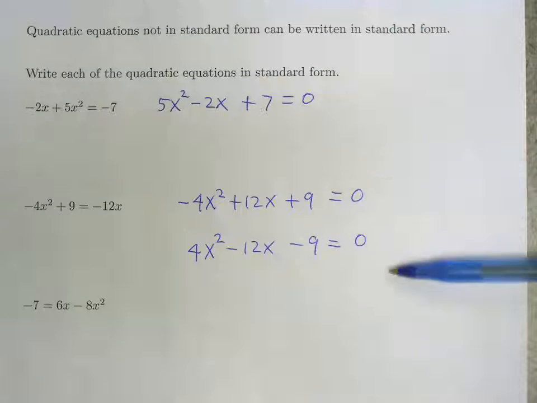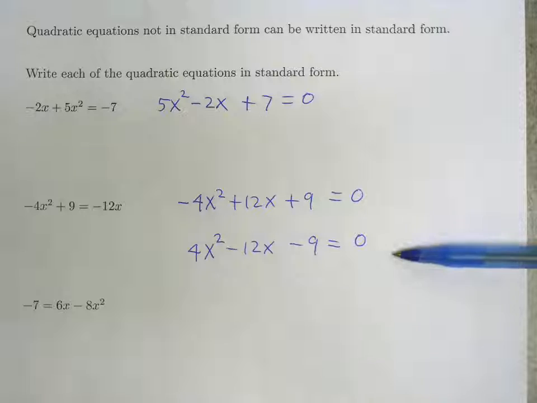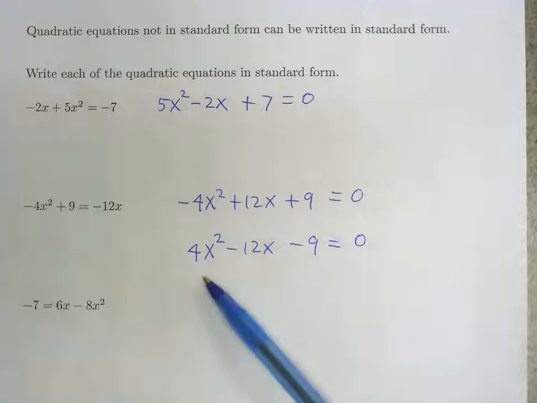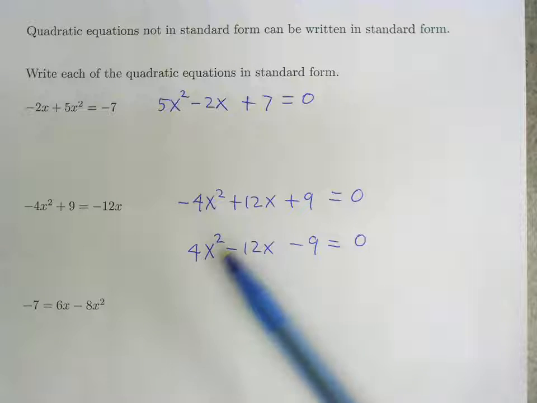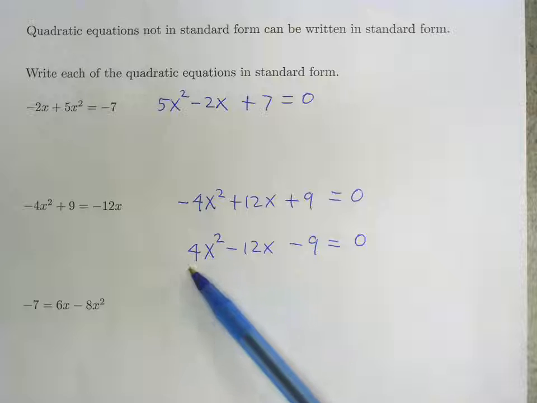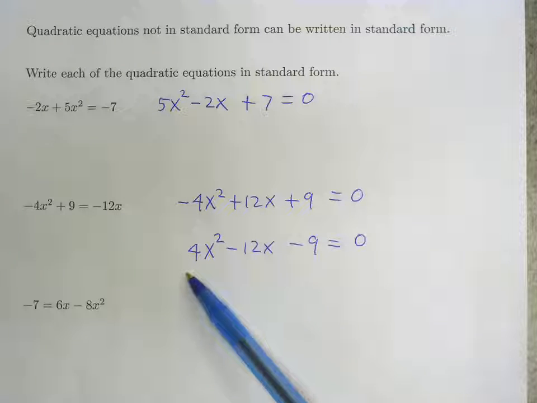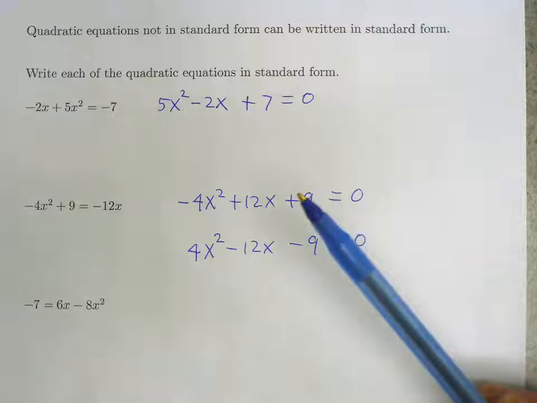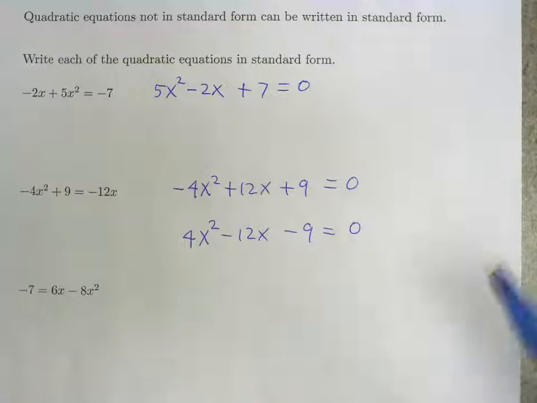These don't look the same, but the solutions to each of those two equations are the same. And as I mentioned, you might find it easier if the coefficient of x squared is positive instead of negative. So consider that an option when dealing with quadratic equations.